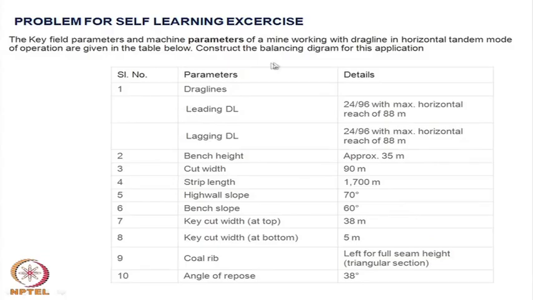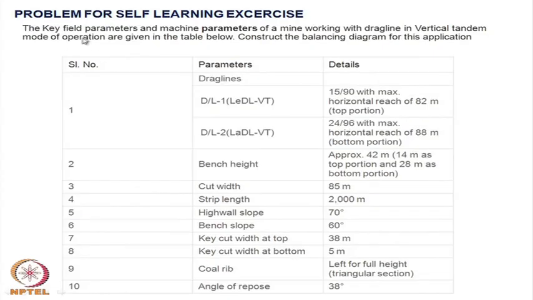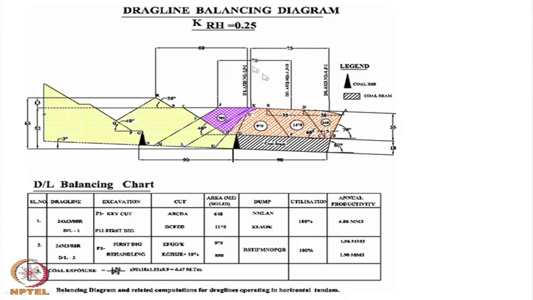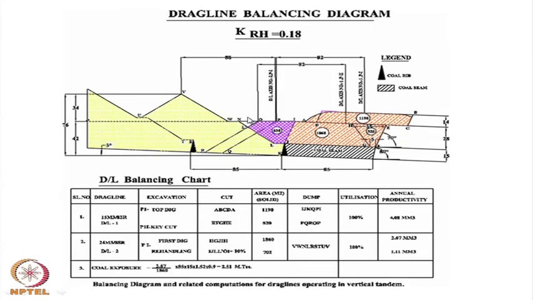The key field parameters are given over here, that is, the different cut width, strip width, high wall slope, band slope, key cut slope. With these parameter details given, you can now construct a balancing diagram for this application. Similarly, for the same given parameters, how can you draw a balancing diagram for your vertical tandem operations? Please do these problems, and you can see that this type of solution will come out of it. It is your self-learning problem; you must do it.